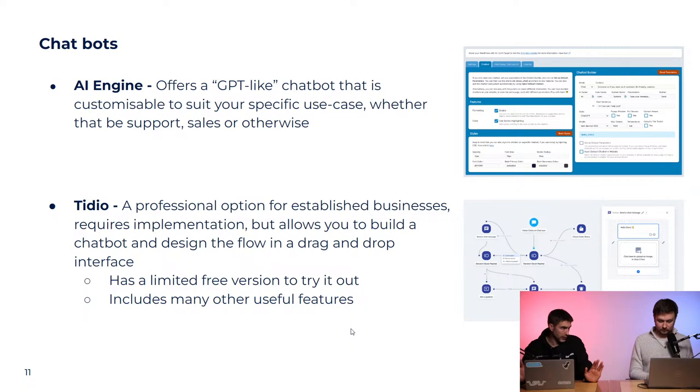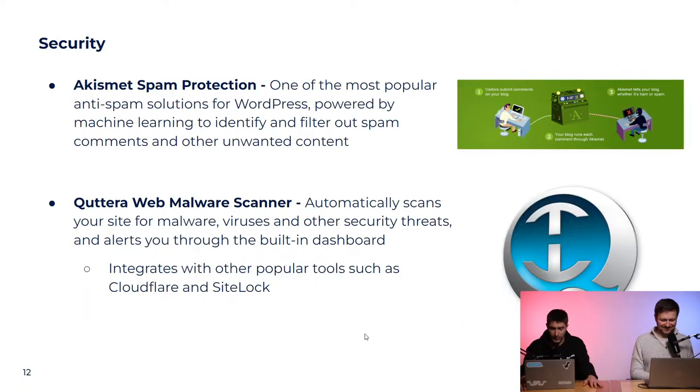Let's crack on, because I feel like I've gone over a little bit here. So, security, fairly self-explanatory. Akismet, everyone who's got WordPress knows this one. You can use that to filter out spam comments. It's very good, very powerful. A very good thing about AI is it's very good at detecting spam comments and just getting rid of them and making your life nice and easy if you get a lot of spam.